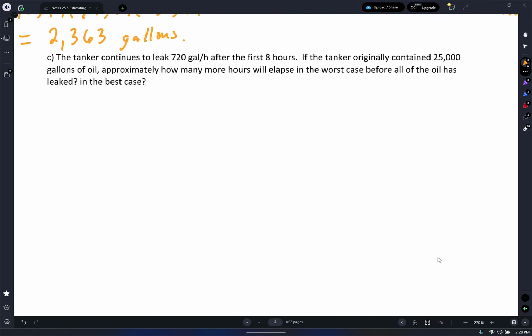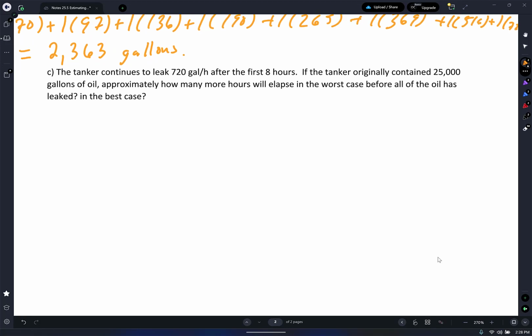Yeah, this is all based on context and what you believe, what is worst case, best case. The tanker continues to leak 720 gallons per hour after the first 8 hours. If the tanker originally contained 25,000 gallons of oil, approximately how many more hours will elapse in the worst case scenario before all of the oil has leaked? In the best case, what is worst case? Like the most oil has come out? And then the best case is when the least amount of oil has come out.